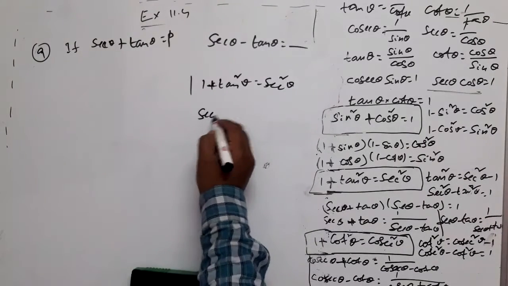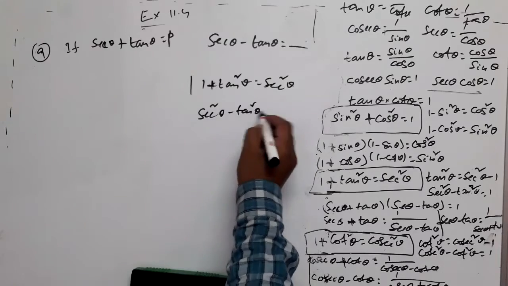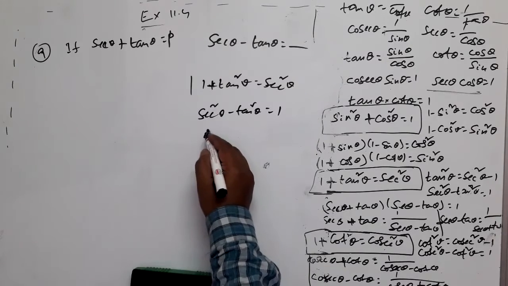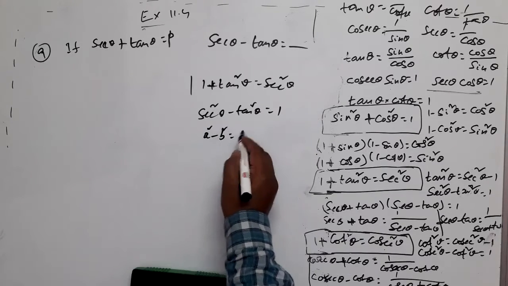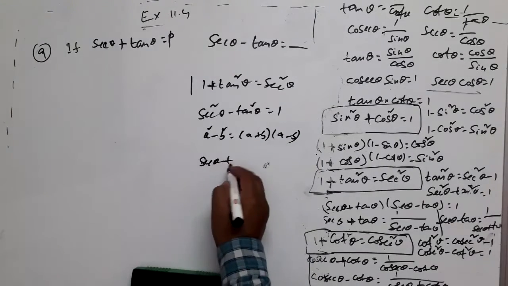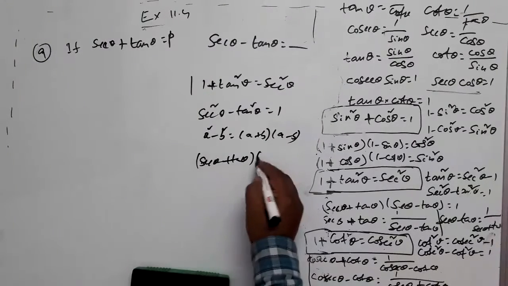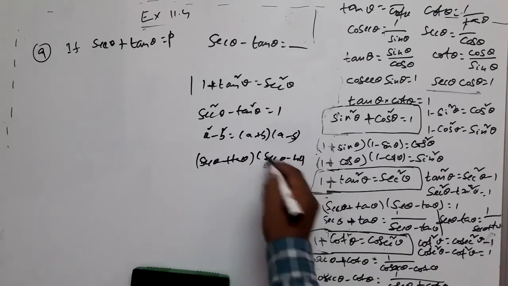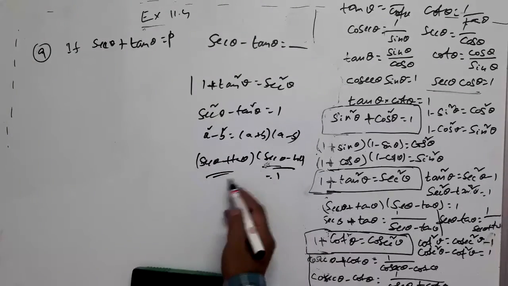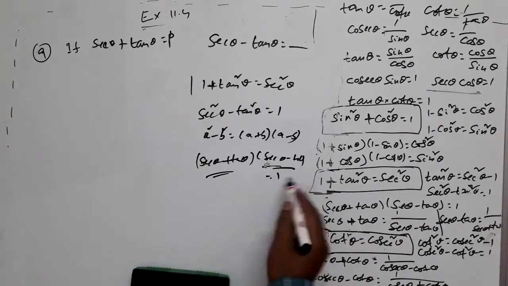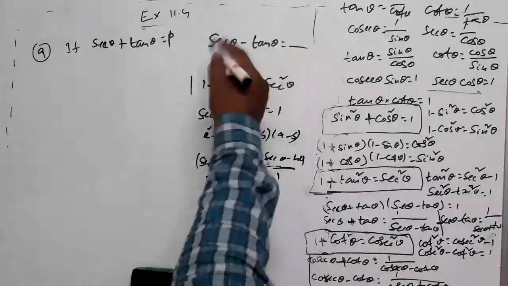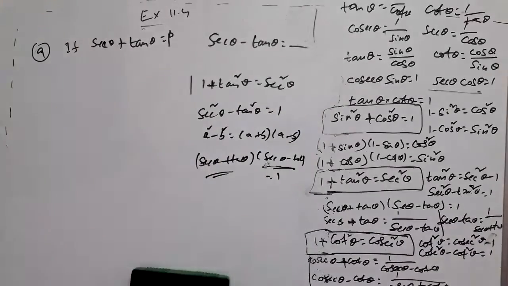From this, secant square theta minus tan square theta can be written as 1. This is of the form a square minus b square, which can be written as a plus b multiplied by a minus b. So secant theta plus tan theta multiplied by secant theta minus tan theta is equal to 1. Each of these two terms is the reciprocal of the other. So this is 1 by this, that is 1 by p, that is your answer.